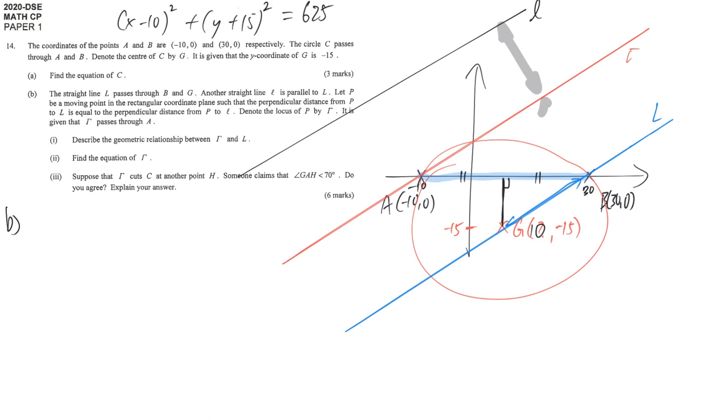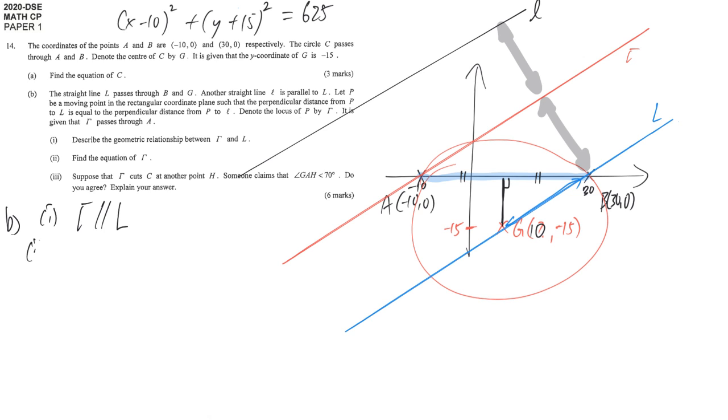Their perpendicular distances are the same. They ask us to describe the geometric relation between inverted L and L. Obviously, they are parallel, that's all. So it's just testing whether you understand the situation. Just simply write down this line is parallel to this line.